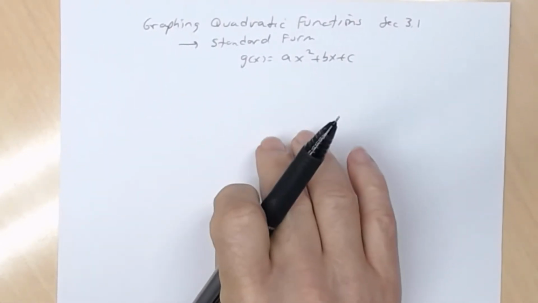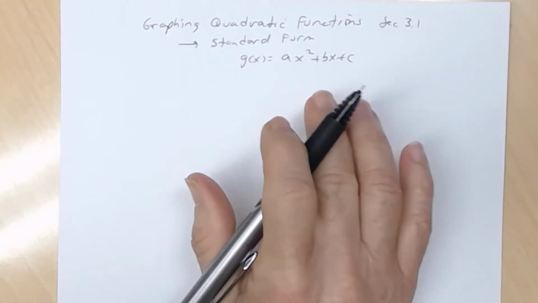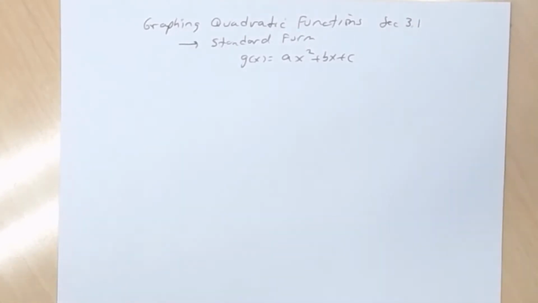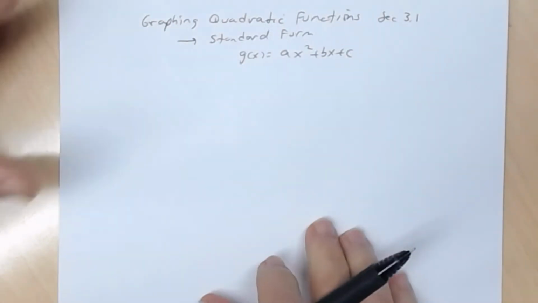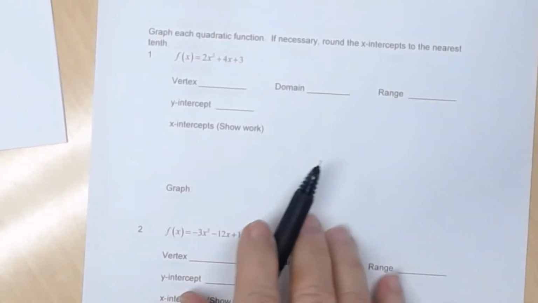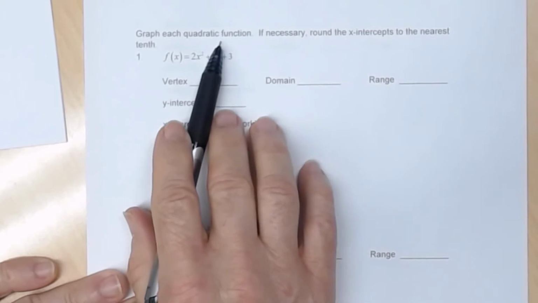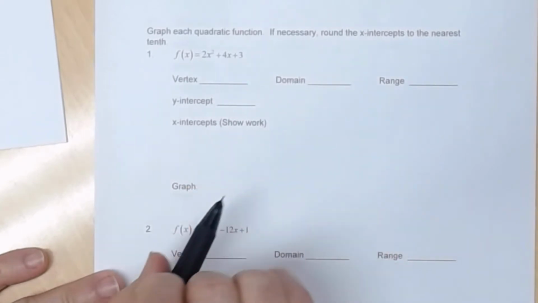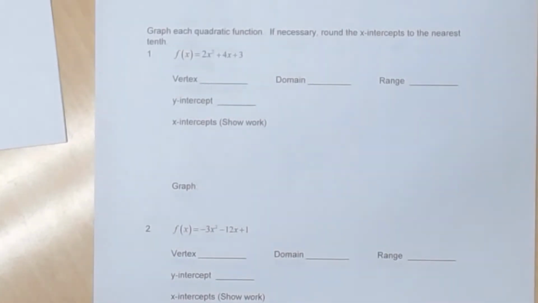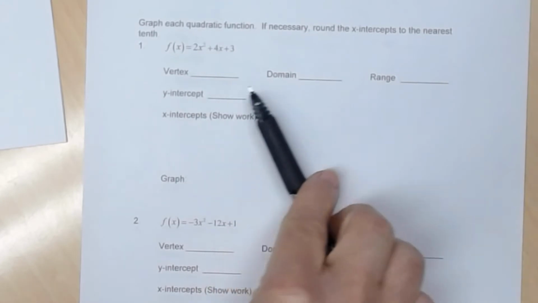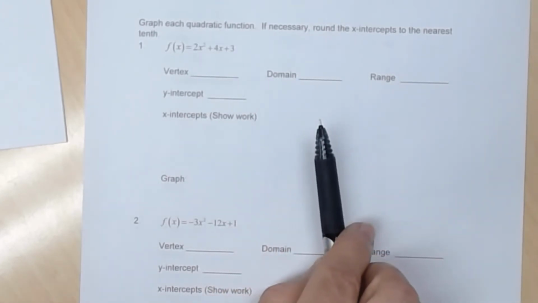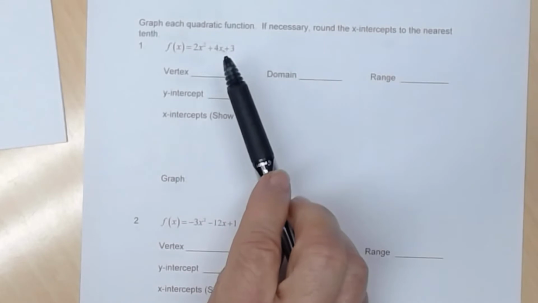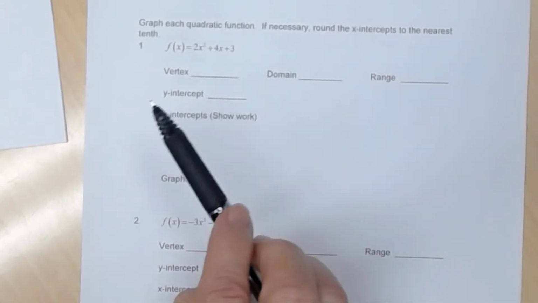In a previous lesson, you graphed quadratic functions that were in vertex form. Now, what we're going to look at are problems that look like this. It says graph each quadratic function, and if necessary, we're going to round the x-intercepts to the nearest tenth. Now this looks very similar. The format looks very similar to what we did previously when these quadratic functions were in vertex form.